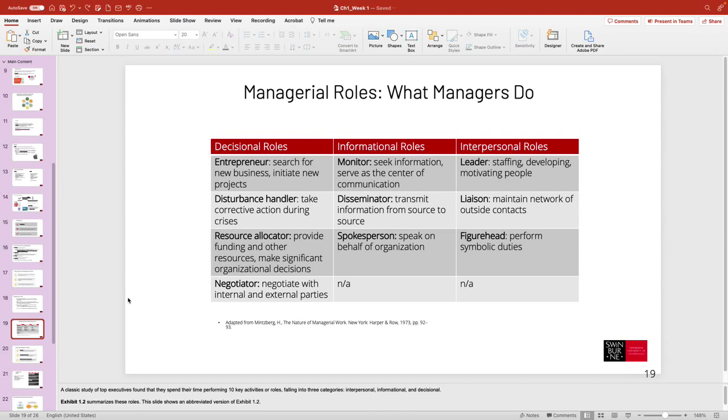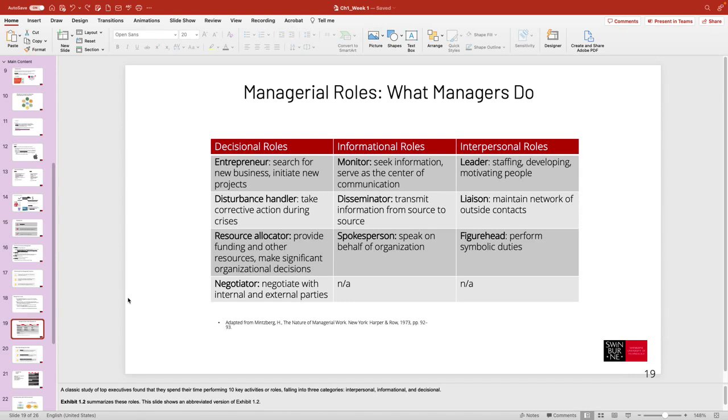And they also need to manage and deal with information as well. So they play an informational role. They monitor information, the trends, etc., and then make decisions. They disseminate information within and outside the organization as a spokesperson. So disseminating information, transmitting information from one source to the other.